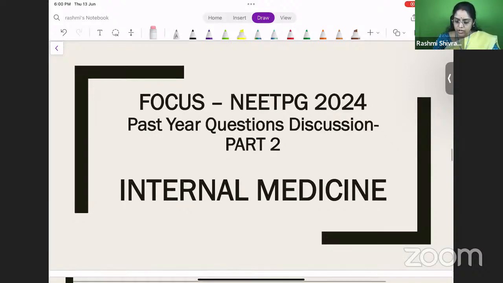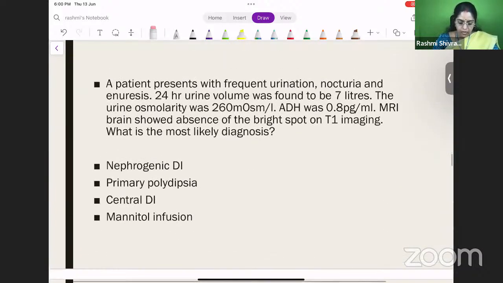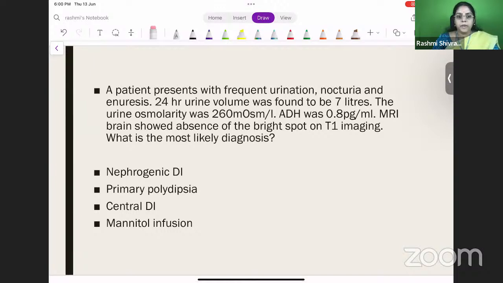So shall we start? The first question: a patient presents with frequent urination, nocturia and enuresis. The 24-hour urinary volume was found to be around 7 liters. The urine osmolality was 260 milliosmoles per liter. ADH was 0.8 picogram per ml. And MRI showed the absence of a bright spot on T1 imaging. So what is the most likely diagnosis? Is it nephrogenic diabetes insipidus, primary polydipsia, central DI, or is it because of mannitol infusion?